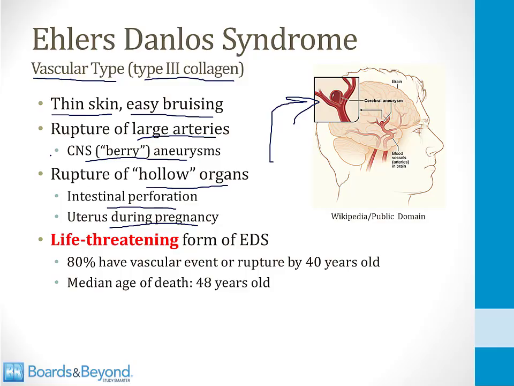And because of these problems with rupture of arteries and rupture of organs, this is a life-threatening form of EDS. This is the worst form to have. 80% of patients with this form of Ehlers-Danlos have a vascular event or rupture by 40 years of age, and the median age of death is only 48 years old.